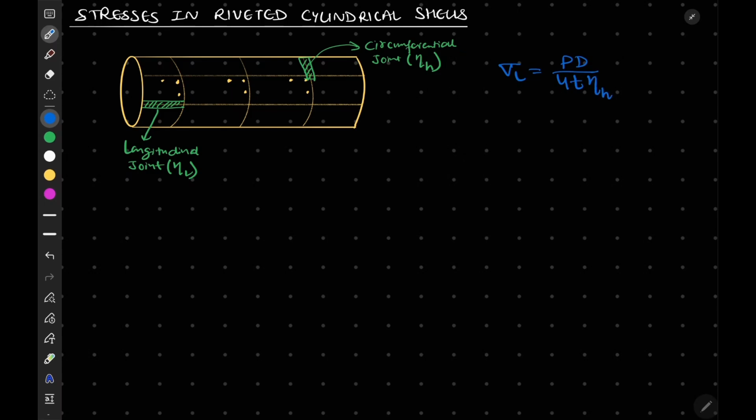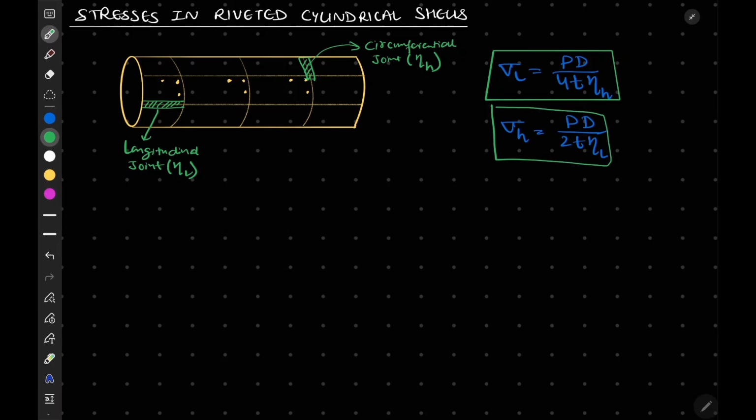Longitudinal stress, how do we calculate it? We create a section in the vertical direction, and in the vertical direction the joint is the circumferential joint, so it will be eta h. Similarly, the hoop stress sigma h is denoted by PD by 2T times eta l. I hope you remember this. This is your stress in riveted cylinders.